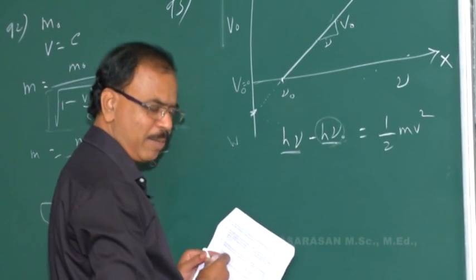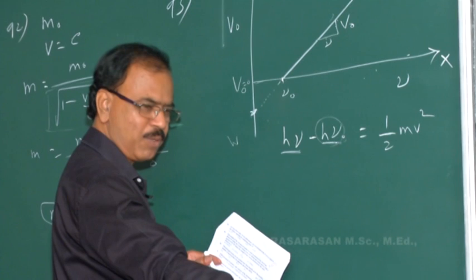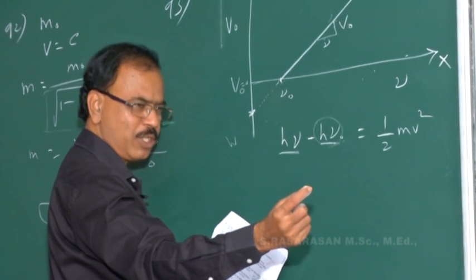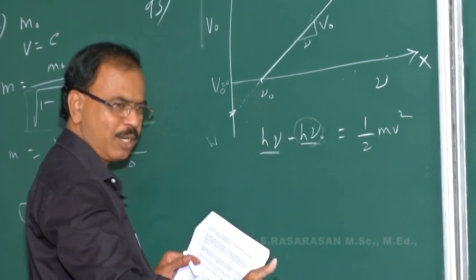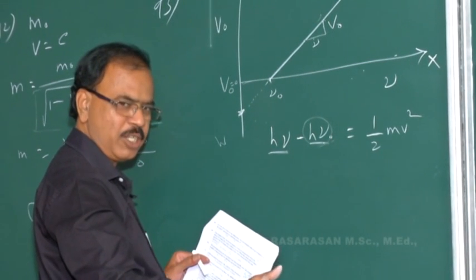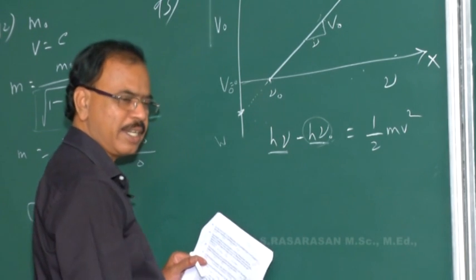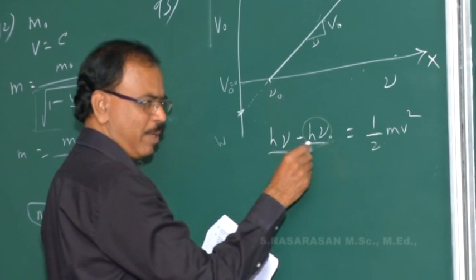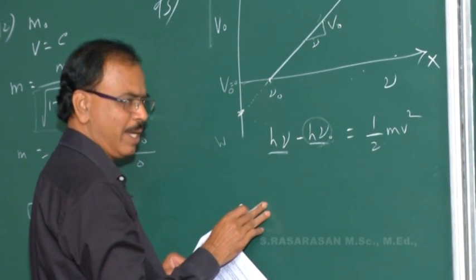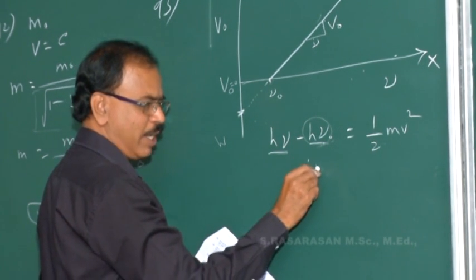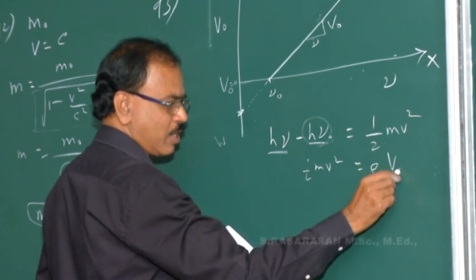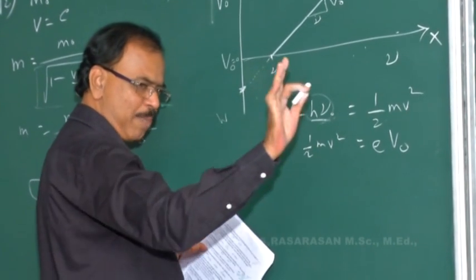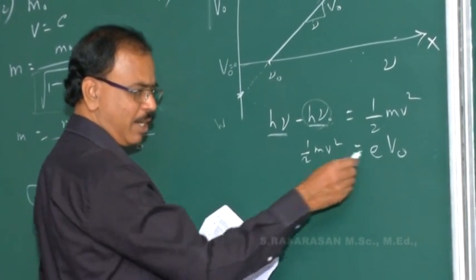Simpler two points. The energy of the incident photon is used for two purposes. A small amount is used to liberate the electron, that is called work function. Remaining energy is used to move the electron, that is called kinetic energy. That's the equation. So h nu minus h nu naught equal to half mv square. But half mv square is equal to e v naught. Just now I have written this one. Yes, the work done in stopping the moving electron is e v naught equal to half mv square.